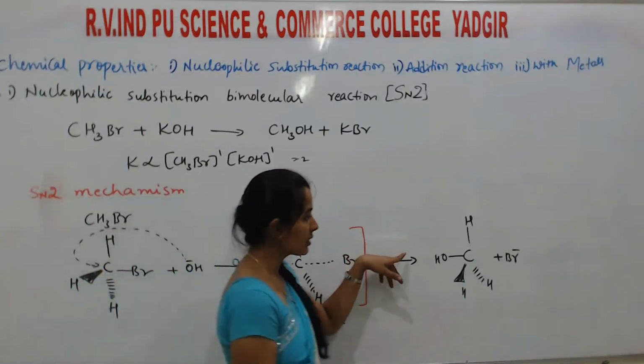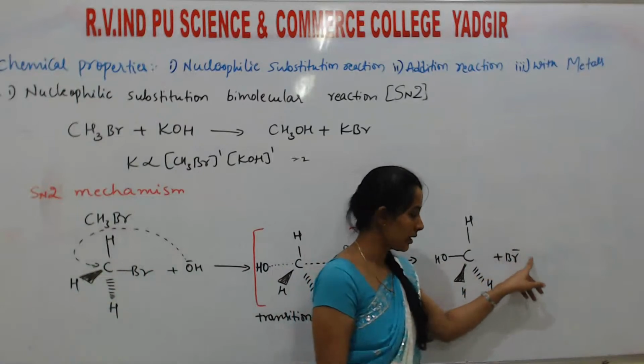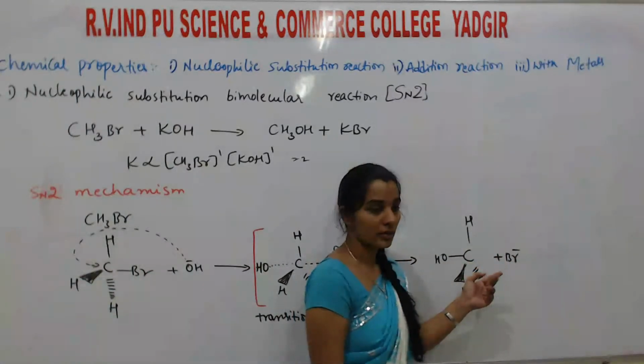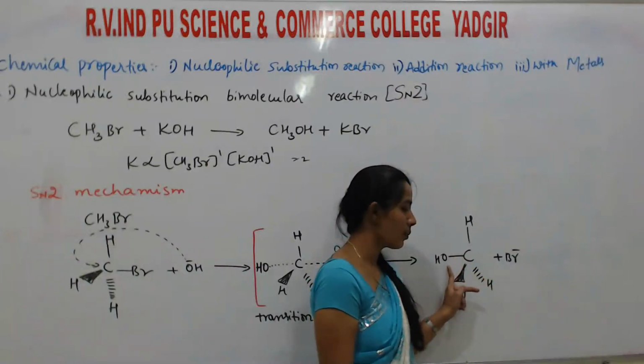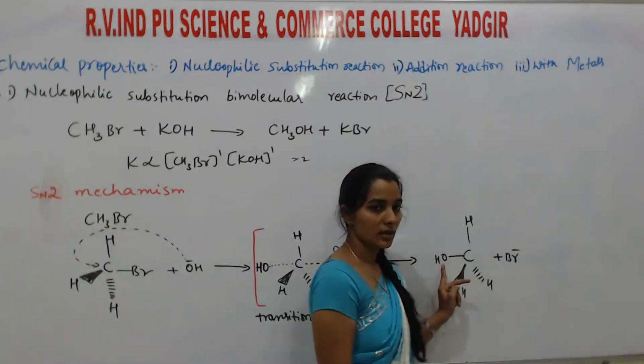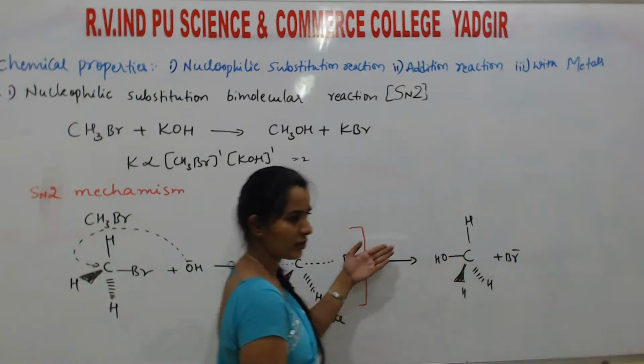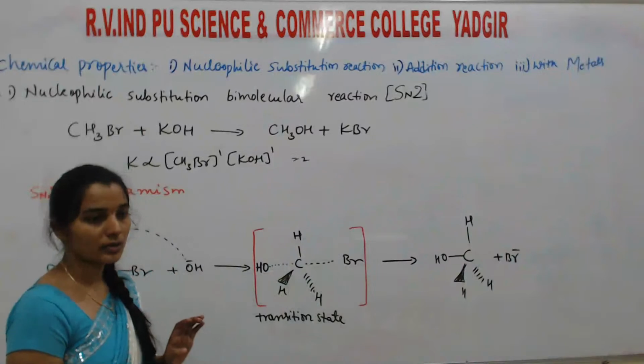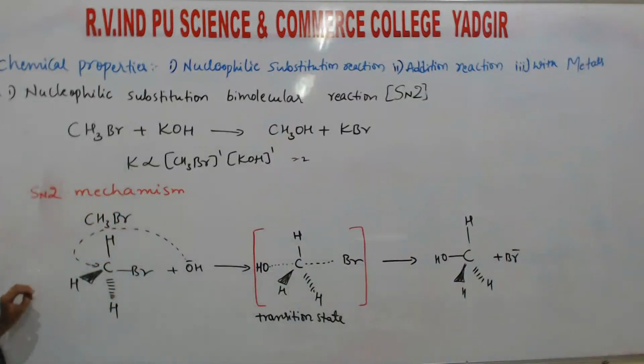So in the first, initially what happens? Br displaces from here, means here only OH attaches. Correct? That is retention. Here this is inversion because in the opposite direction OH is there. So I will explain chirality and isomerism in the next class. But just remember, this is the mechanism of how methyl bromide undergoes nucleophilic substitution reaction.